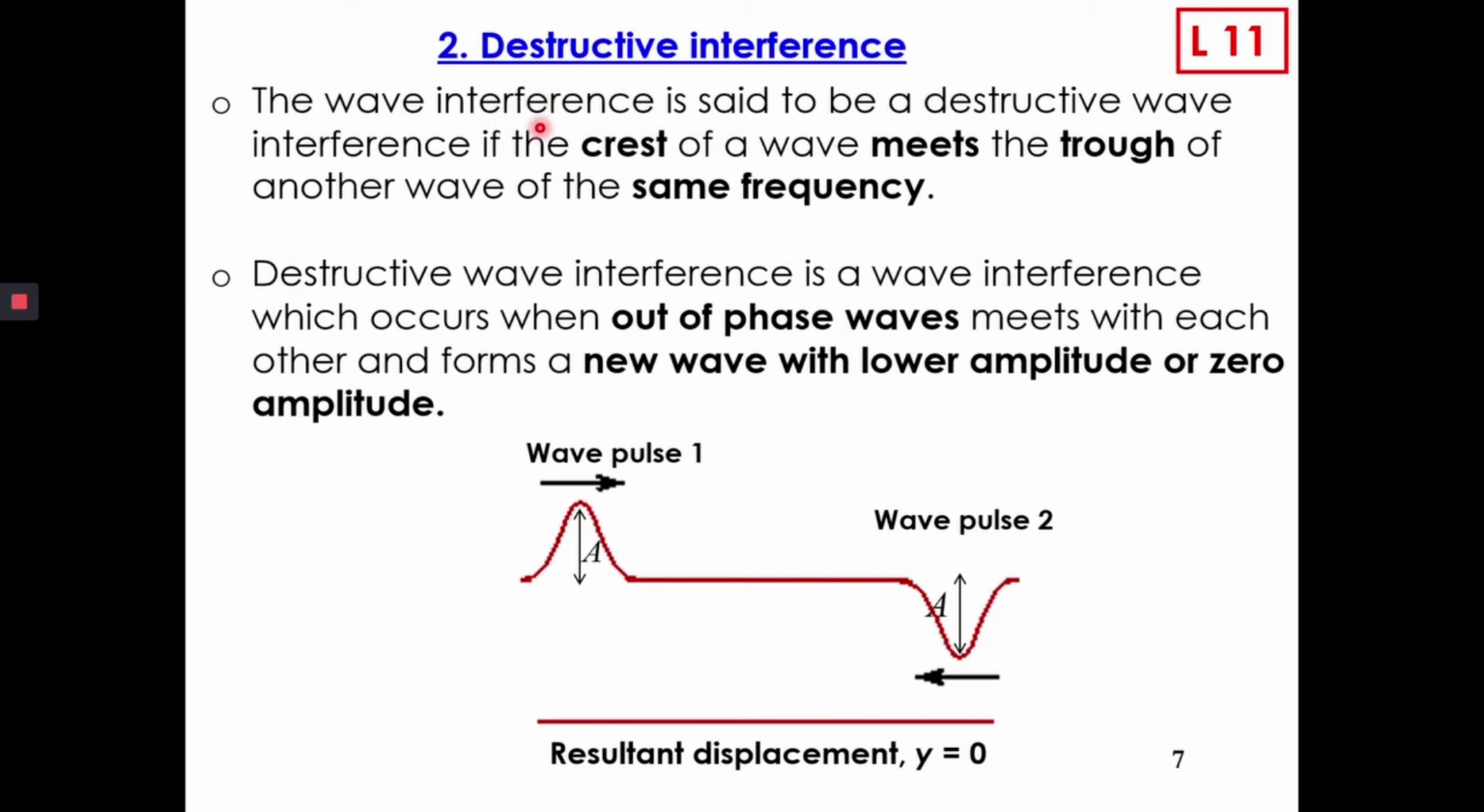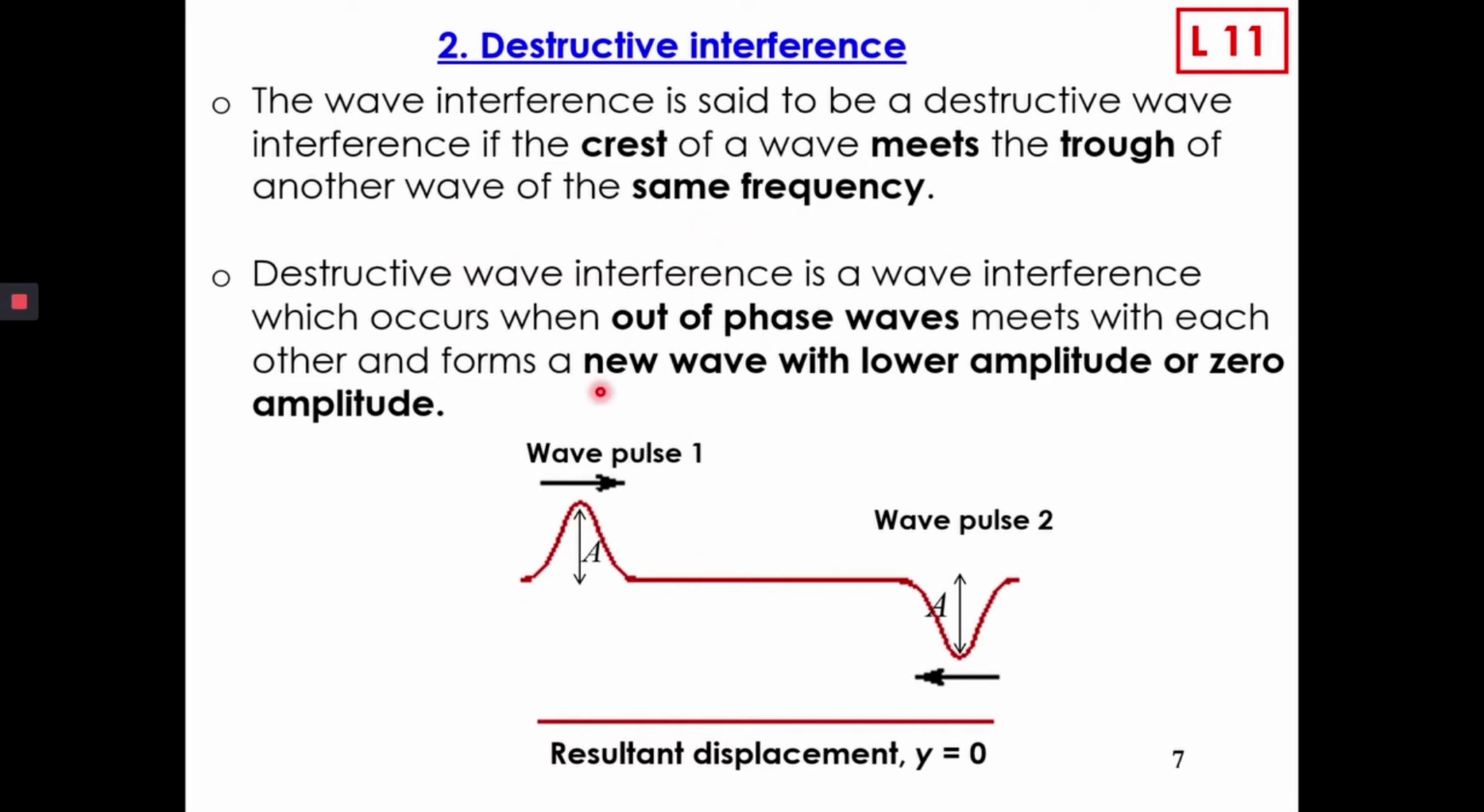The second type is destructive interference. The wave interference is said to be destructive if the crest of a wave meets the trough of another wave, and the condition must be the same frequency.